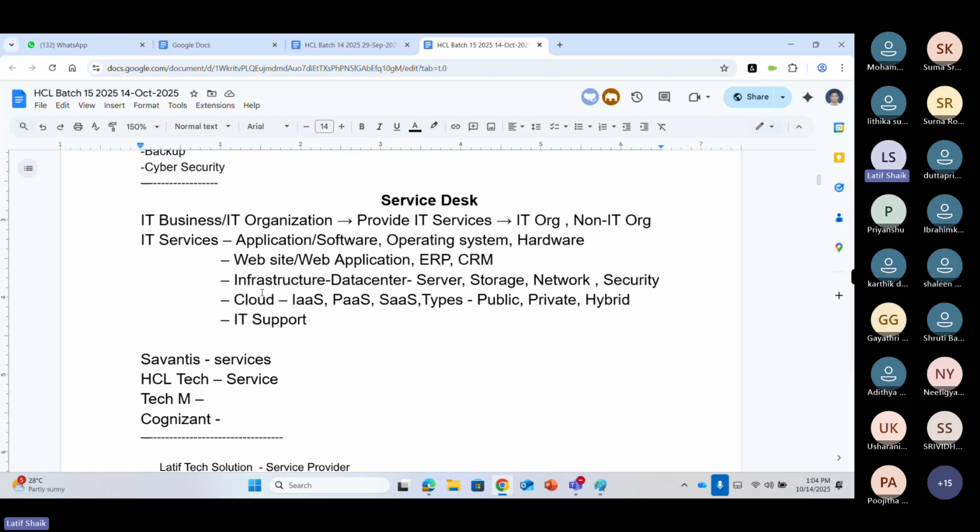If you cannot maintain it, then what to do? Then you will hire another. You will approach an organization like Savantis. We want mail services for our organization. Can you provide the mail services? What will Savantis do? What is your requirement? What is your domain name? Like at the rate mycompany.com.